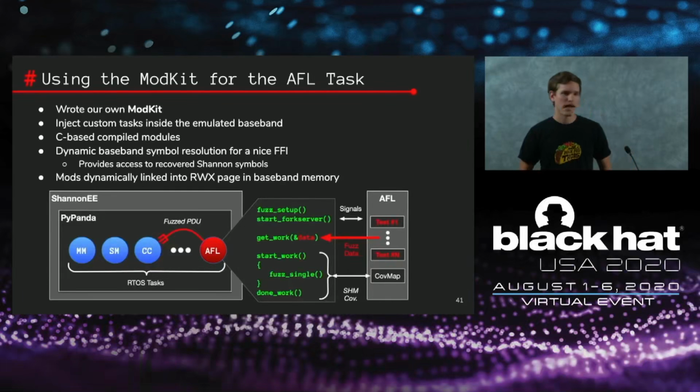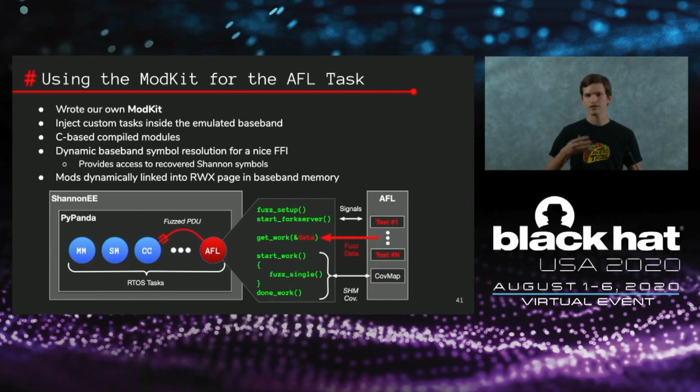So to get an AFL task running in the baseband, we used our mod kit. We wrote a mod kit that allowed us to inject custom tasks into the emulated baseband, playing very nice with all the APIs that exist. We were able to write these in C, and we had dynamic symbol resolution for a nice C-like FFI. This was done cross version as well, so you wouldn't have to change our harness for, let's say, a 2017 firmware image to a 2019 firmware image. It would be seamless. And the diagram below shows you how the AFL task is integrated.